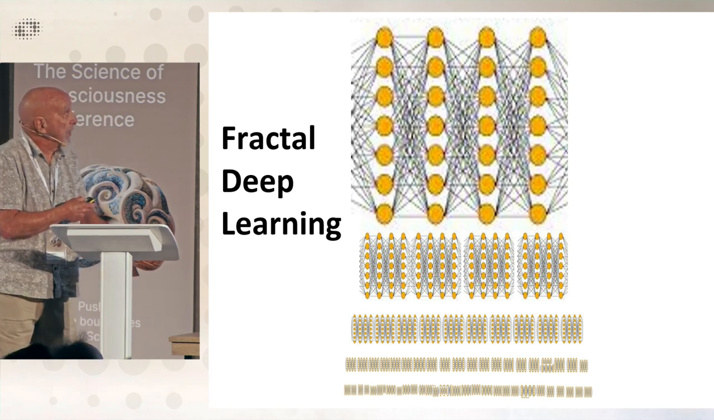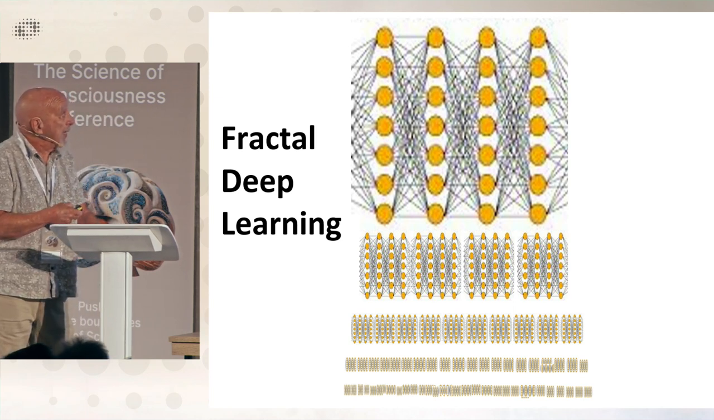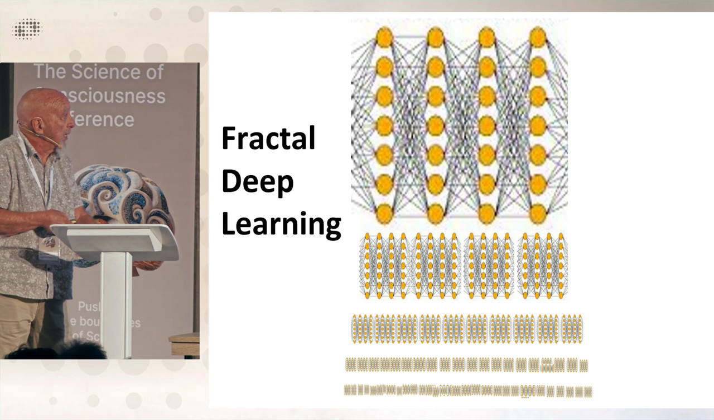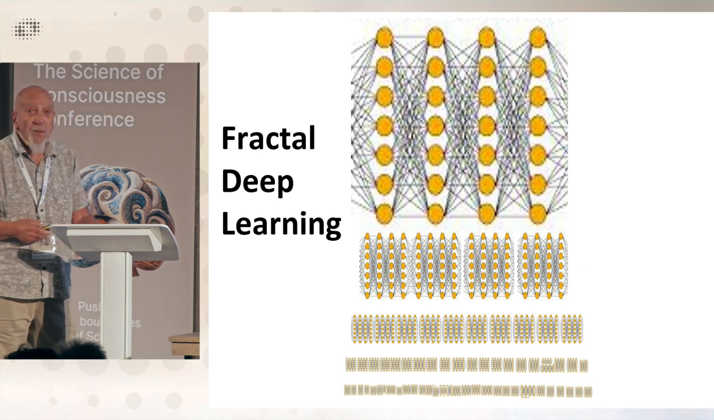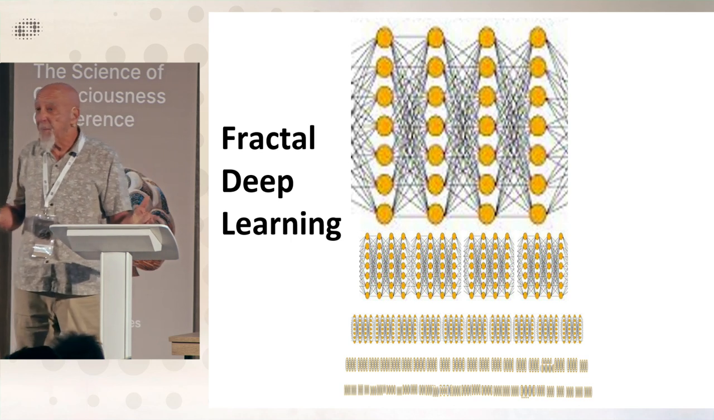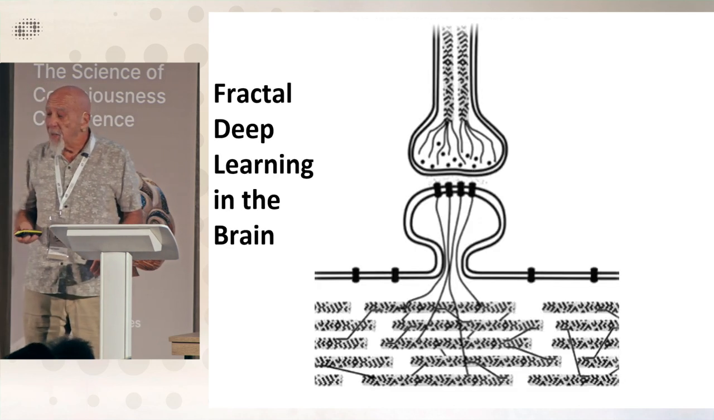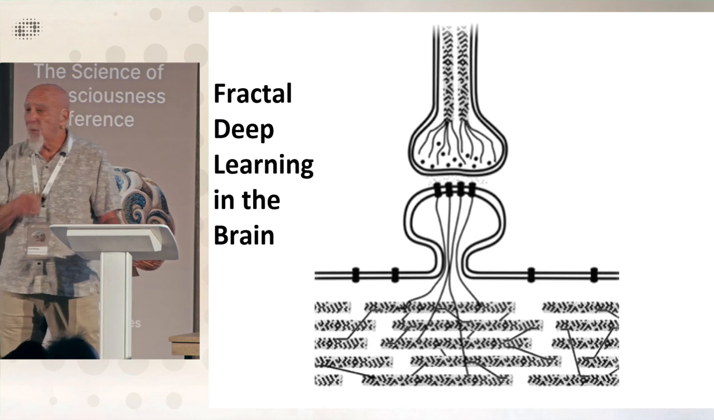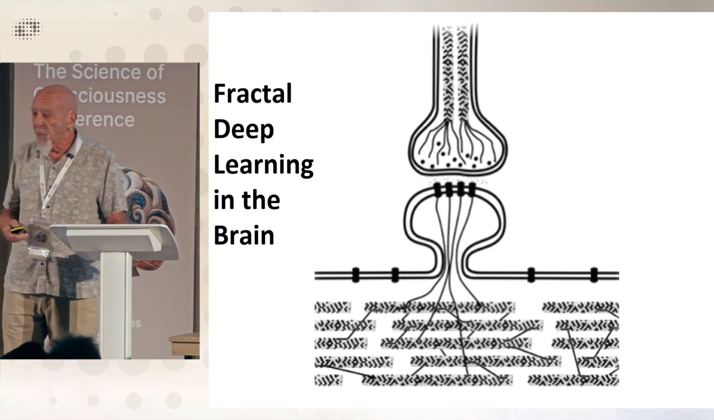What that means is, here's a network, and in every node of this network, let's say you put a whole other network like this. And in every node of this network, you put a whole other network like this. And every node of this, another one, and another one. Fractal deep learning. I just made that up the other day. But you know why? Because that's what the brain does. That's exactly what the brain does. Fractal deep learning in the brain.